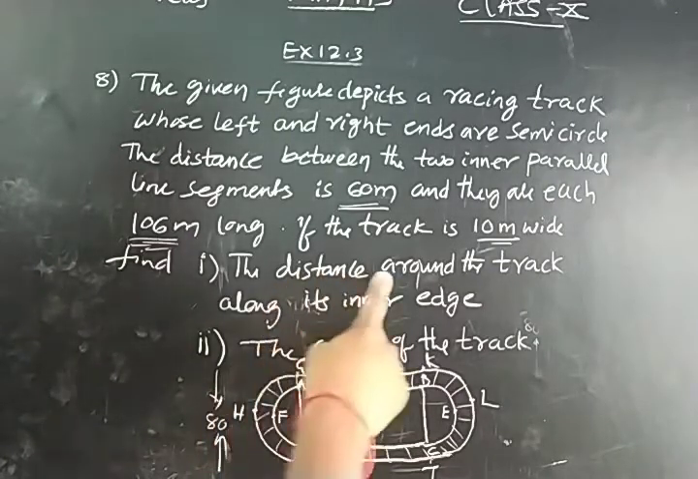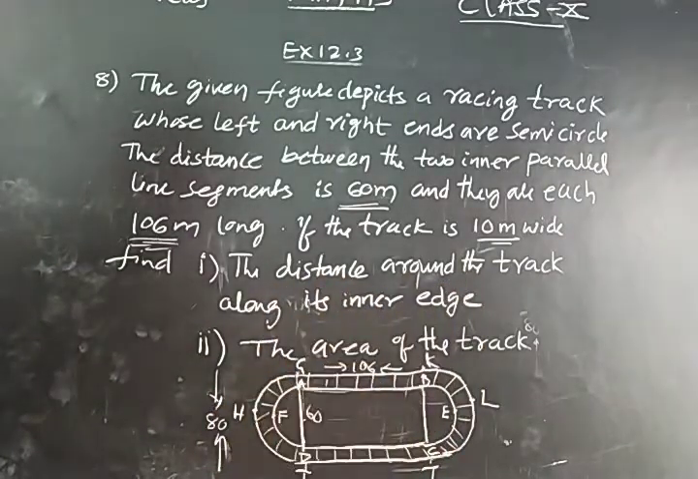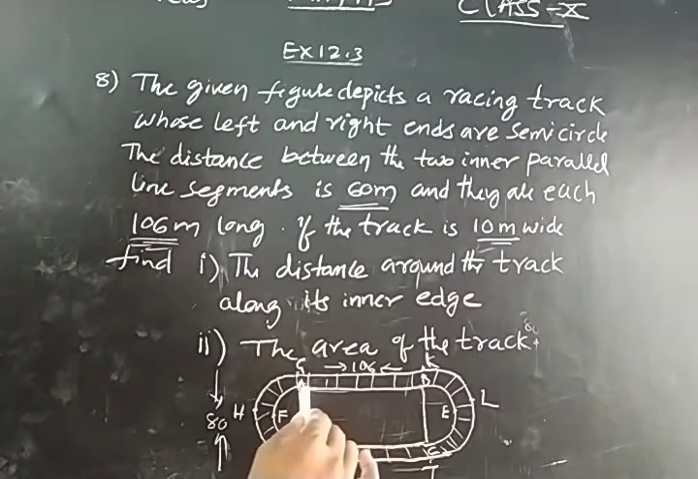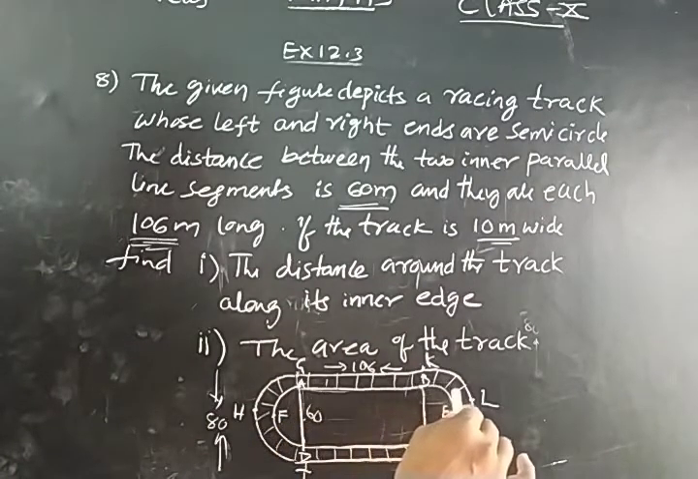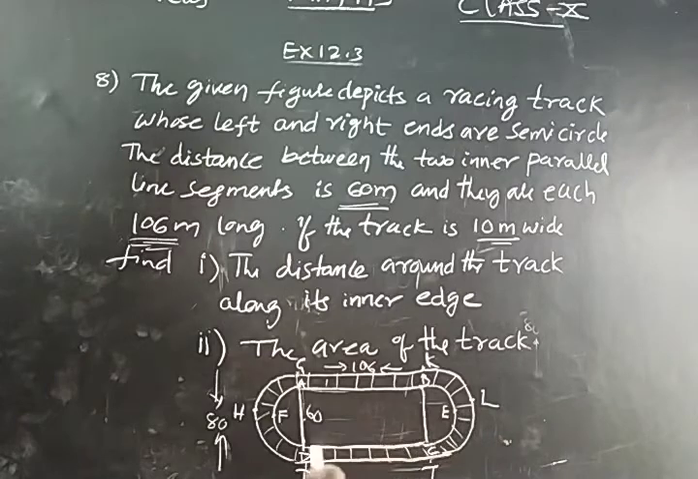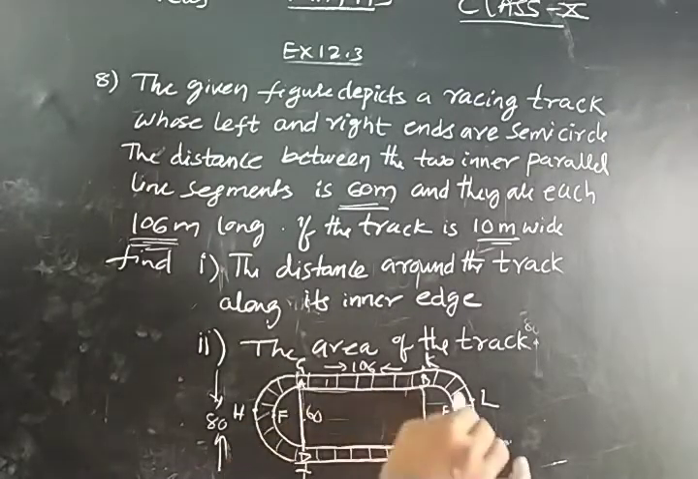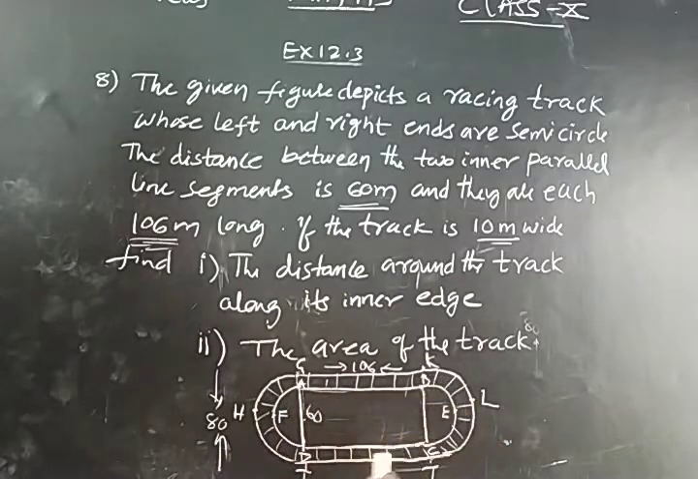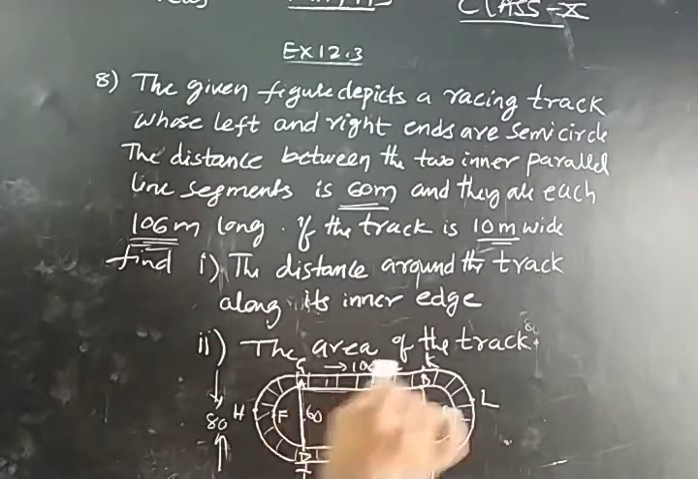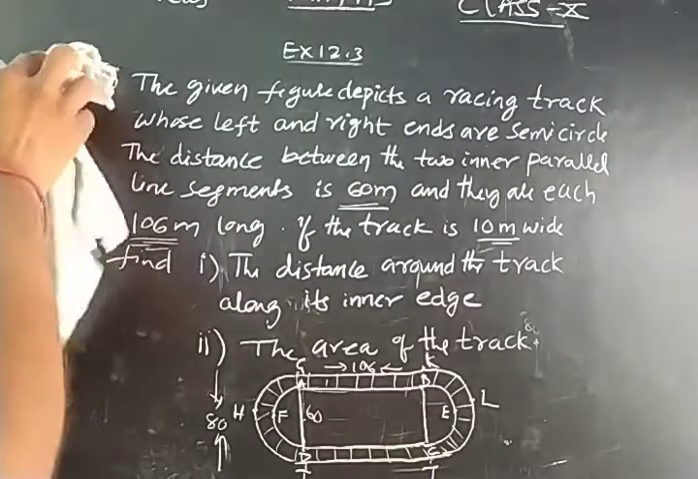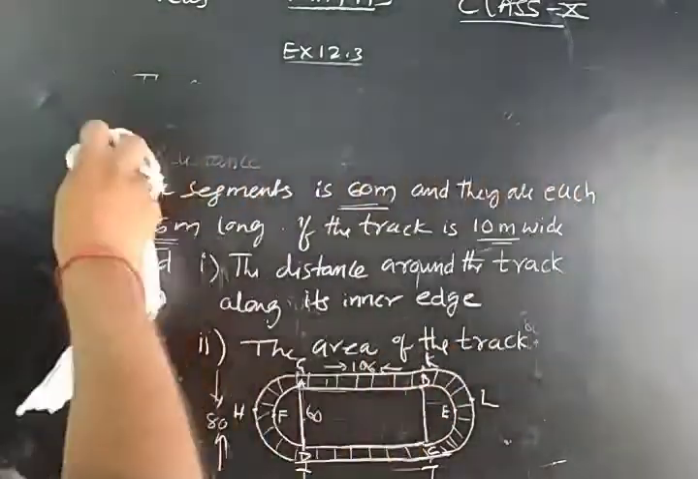Now I am going to find the distance around the track along its inner edge. Along its inner edge means we have to find the AB length and BEC length, next CD length, next DFA length. You have to add all these lengths, then you will get the length around the track along its inner edge. Okay, right. Now I am going to solve the first question.